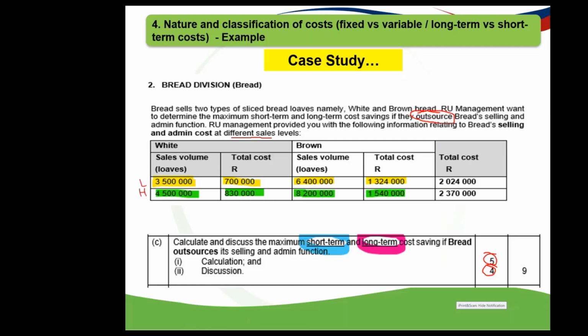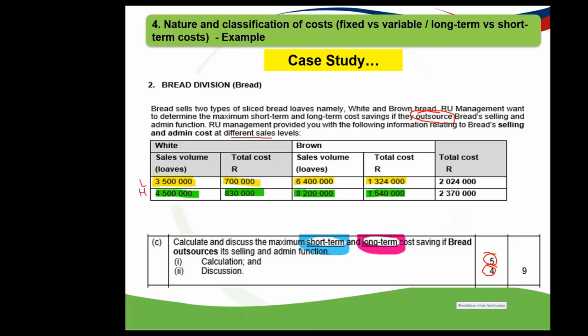Then in the long term, if I'm closing down the selling and admin function completely, I'm not going to have the fixed cost that is associated with it. So I'm not going to pay rent for the building housing the selling and admin staff. I'm not going to have the selling and admin staff anymore. But then again, like we said, we're going to have the retrenchment cost. Does that help?